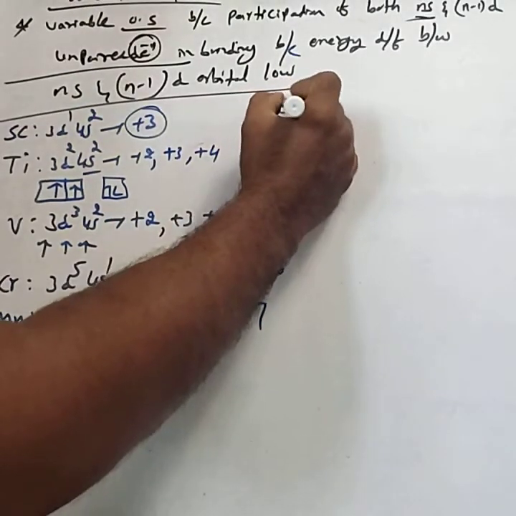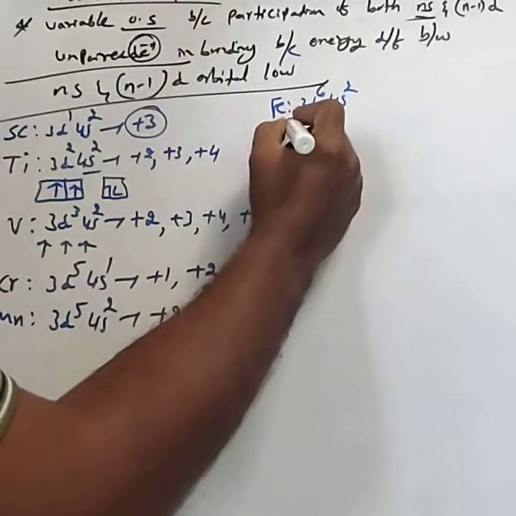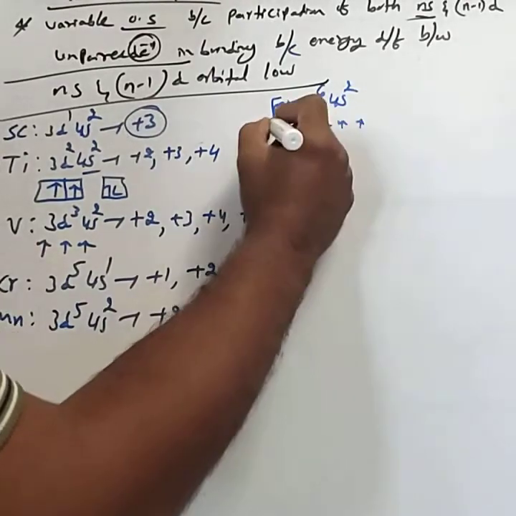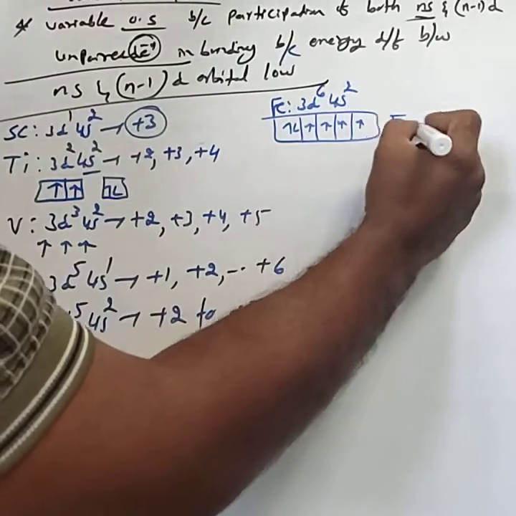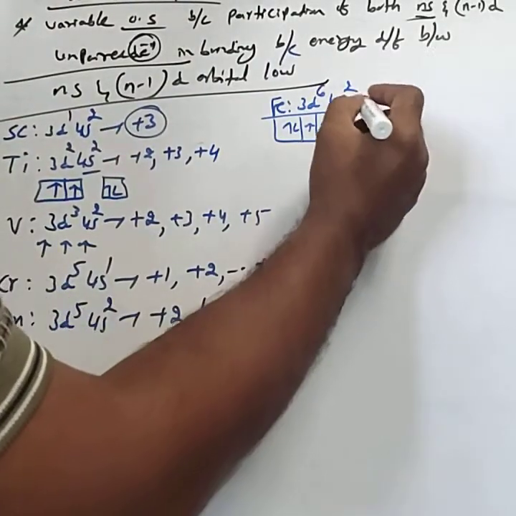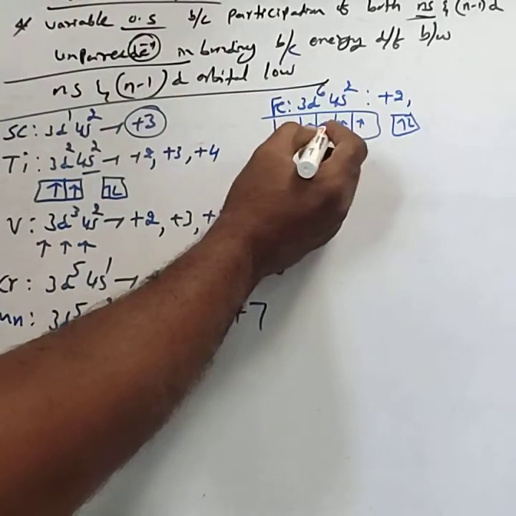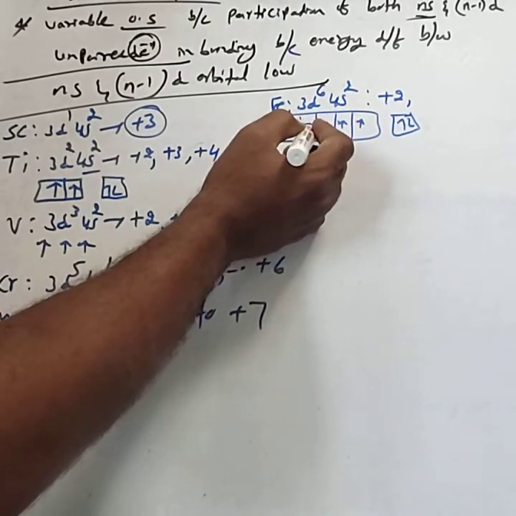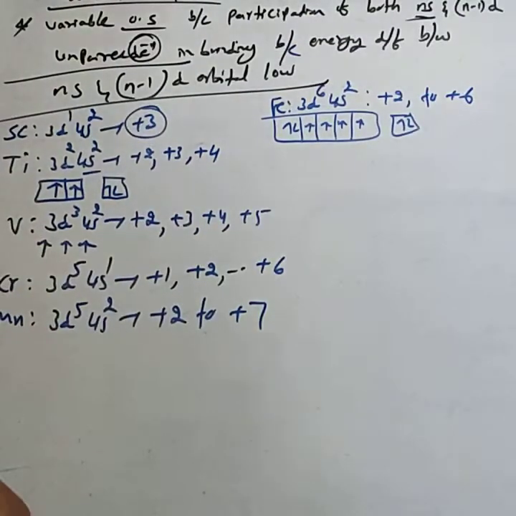Then the iron configuration is 3d6 4s2. 3d6 means one electron gets paired. This is the d subshell, and this is the 4s. By using s, +2, then there are 4 unpaired, only 4 unpaired. The paired electron is not involved in bonding. Hence, by using these 4 and s, +2 to +6: +2, +3, +4, +5 and +6.